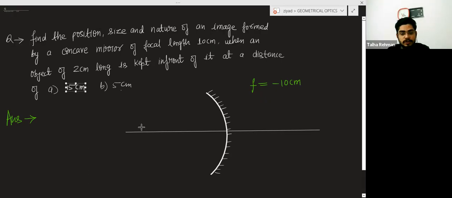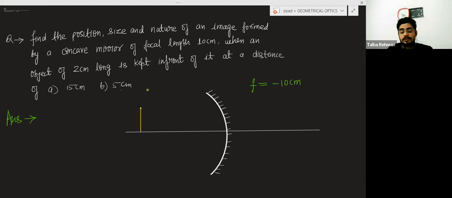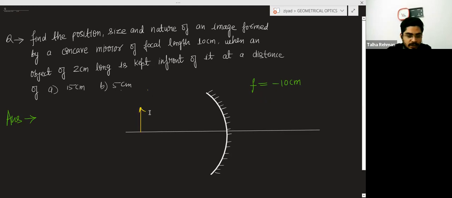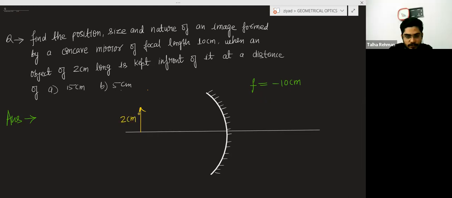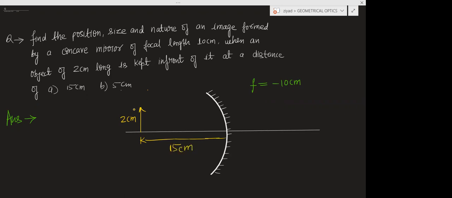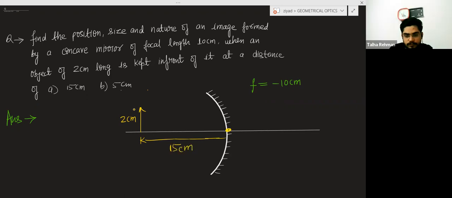If nothing is mentioned, always you will assume the object distance from the pole. What is the height of this object? 2 centimeter. And this distance of the object from the pole is 15 centimeter. And this is the pole.